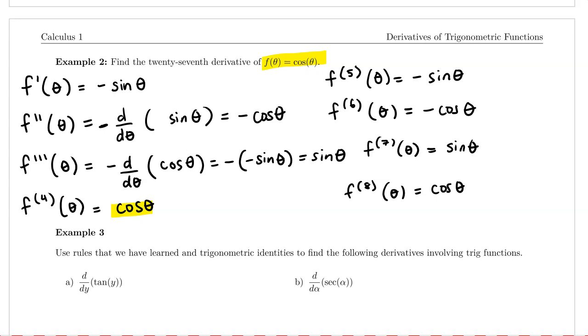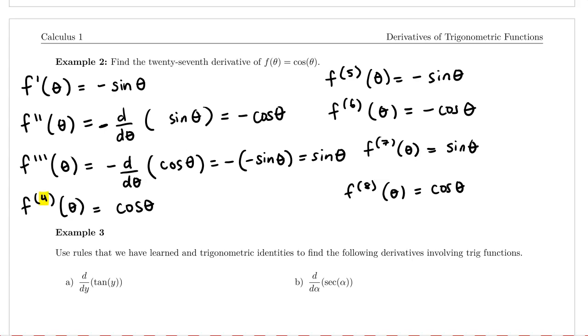So are we able to use some kind of pattern to see what the 27th derivative would be? Go ahead and pause the video and see if you can figure out what the pattern is. We'll go over that in just a second. It kind of seems like it goes in groups of 4. What do I mean by that?